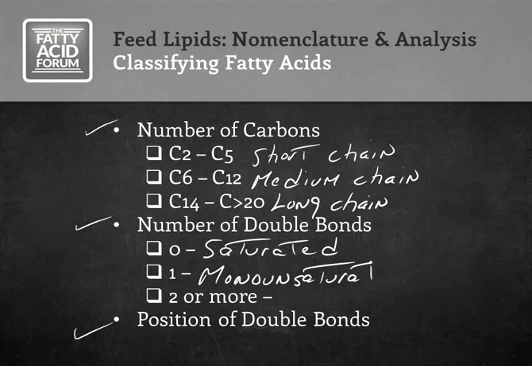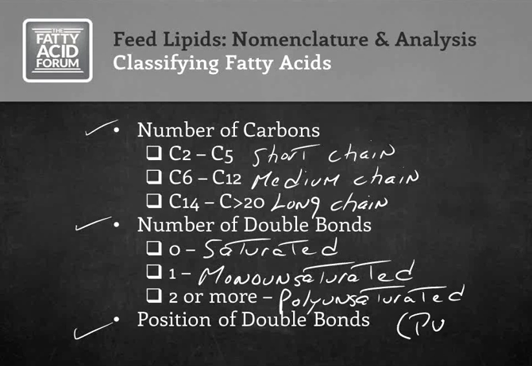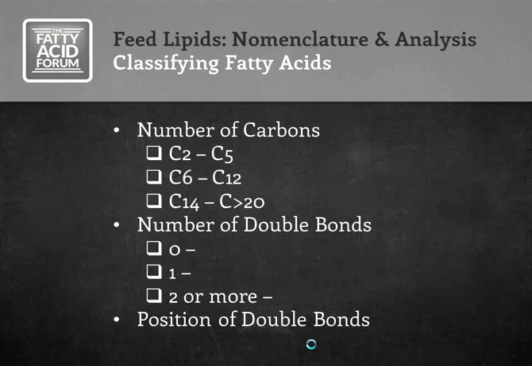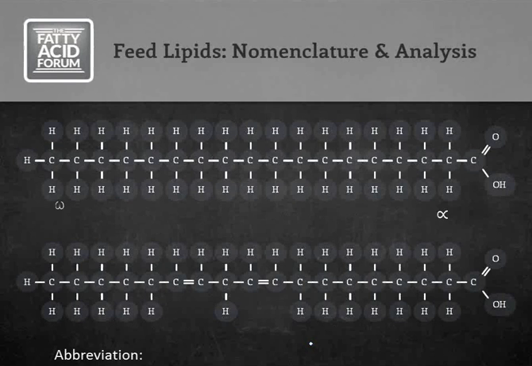One double bond in the chain is referred to as a monounsaturated fatty acid, and 2 or more double bonds is polyunsaturated. And these are often abbreviated PUFA. You might hear that abbreviation PUFA, referring to polyunsaturated fatty acids with 2 or more double bonds. And then the last way to distinguish different fatty acids from each other is the position of the double bonds.